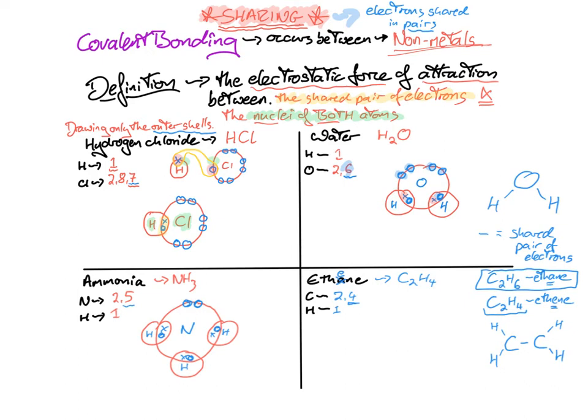How many bonds did a carbon need to make? Well, it was 2, 4. A carbon needed to make 4 bonds. Our carbons have only made 3 bonds. How can I get a 4th bond? Well, I could bond to another hydrogen, but I don't have any more hydrogens.